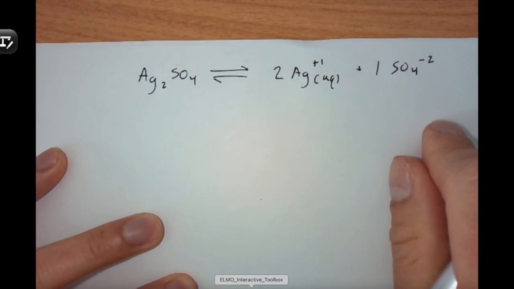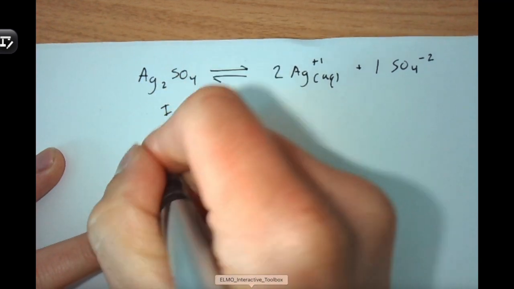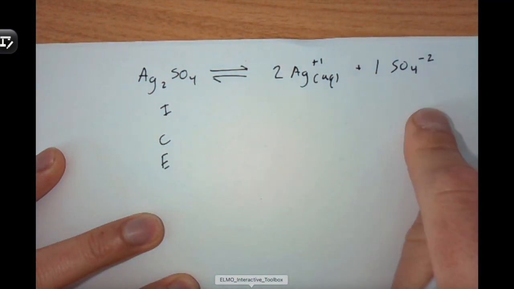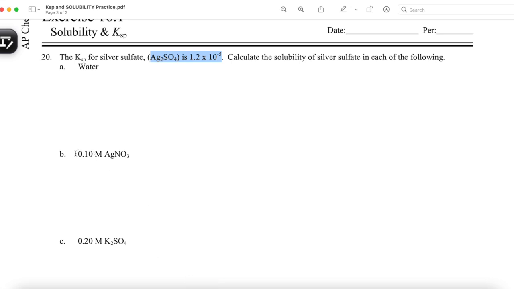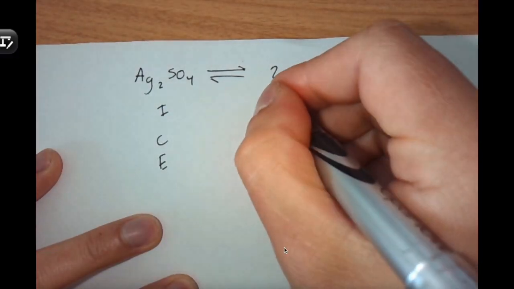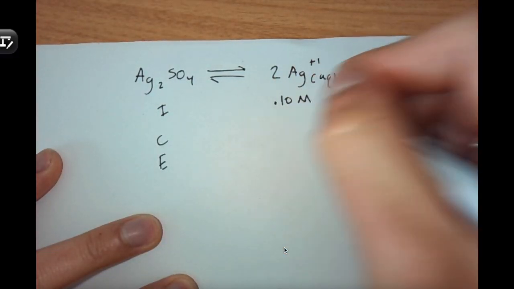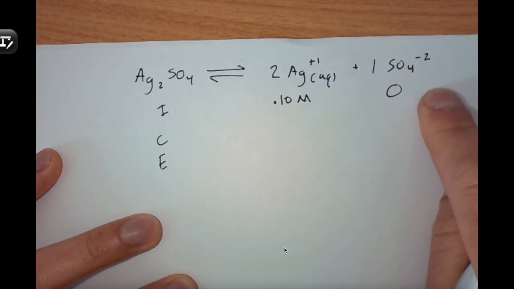Now, normally if I did my ICE table, these would start off as 0, but because I start in a solution of AgNO3, I know that there's 0.10 molar Ag+ already. That's my starting amount of Ag. I actually have that in solution already. The NO3 is insignificant because it's not part of my equation, but the Ag is very significant. So I start with 0.10 molarity of Ag and none of the sulfate.